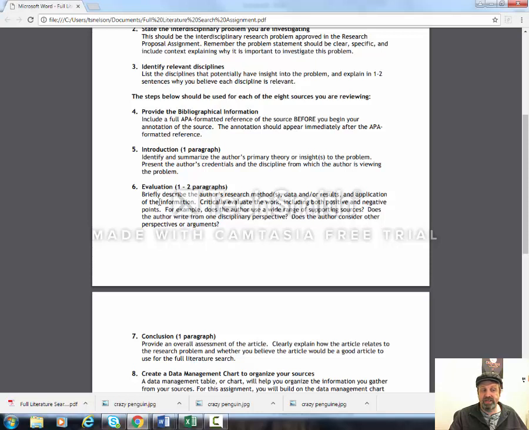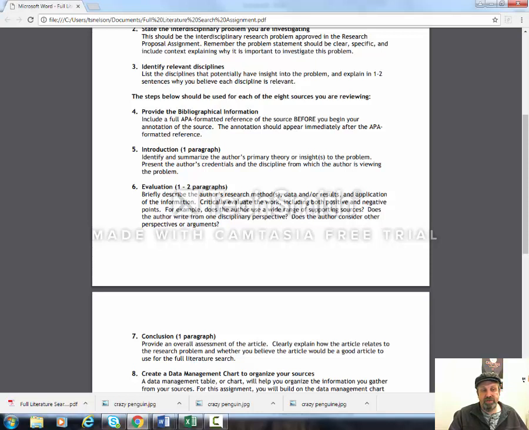The evaluation is going to be a description of the way the authors came about reaching their conclusion. So what kind of research is it? In other words, did they perform an experiment? Did they collect data in a certain way? Is it just theoretical? Did they review literature? How did they get this information? That's what you're telling me about here.